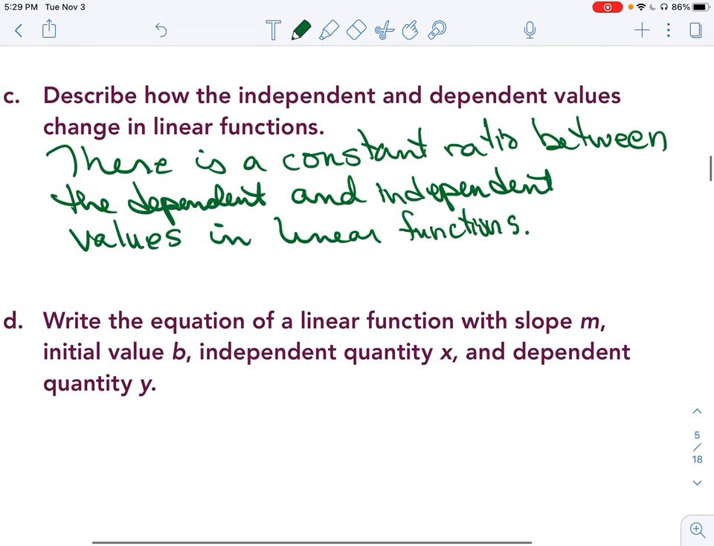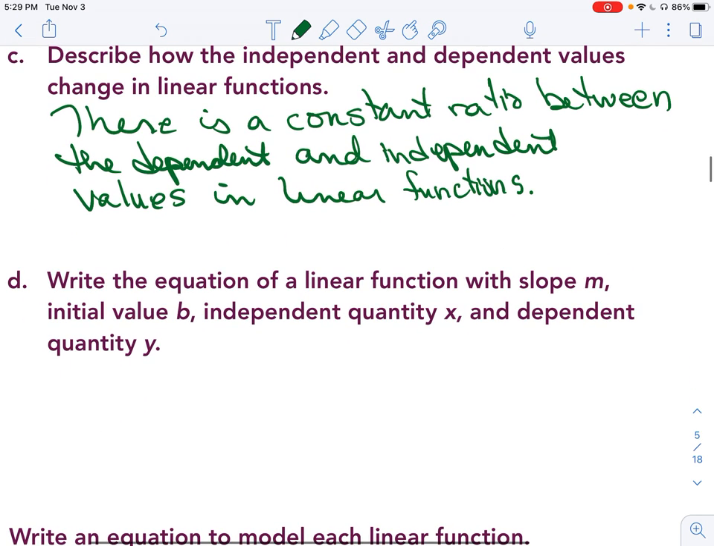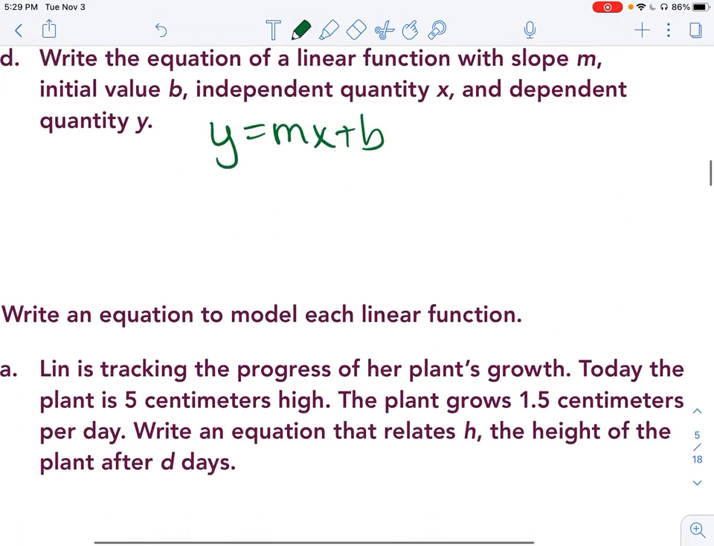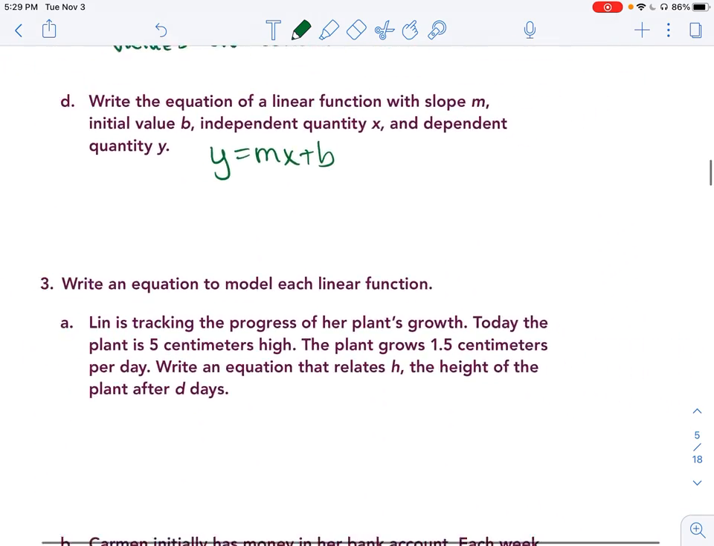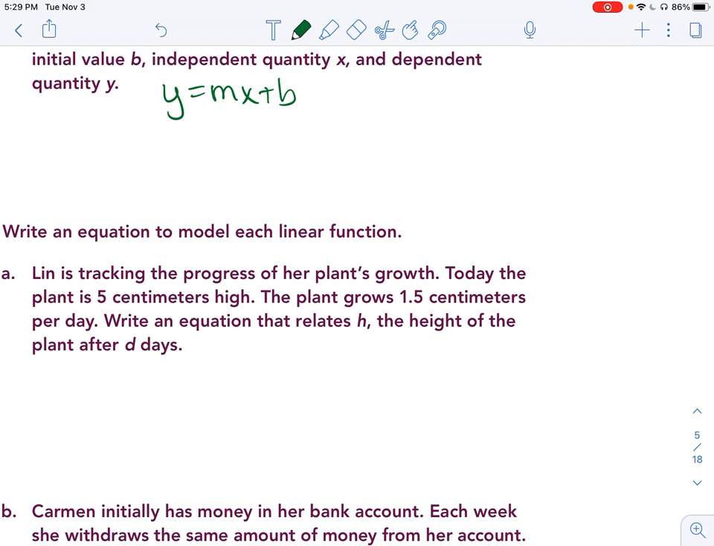So write the linear function with m as the slope. So we're going to write it as y equals mx plus b. So it's the same thing that we've been doing. Same exact thing. So here we go. We just have to find the slope and we have to find the y-intercept.